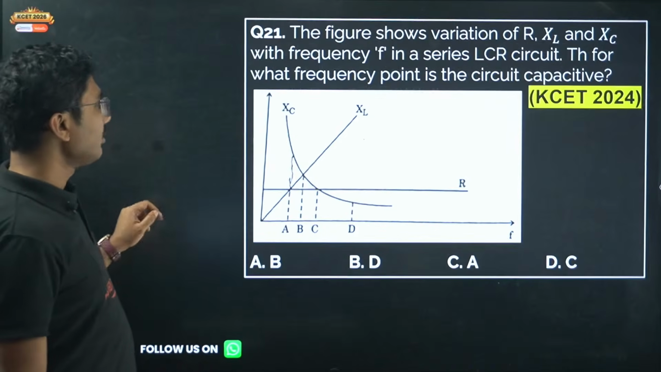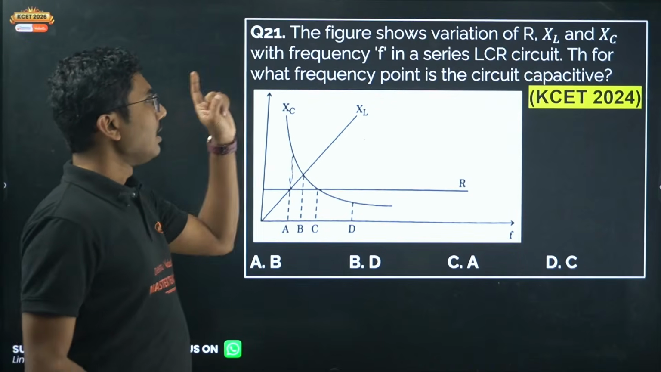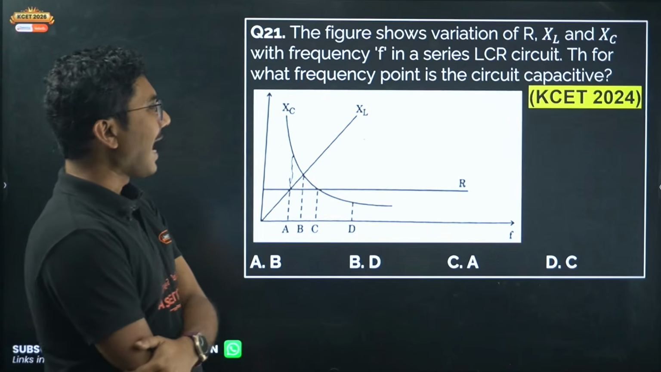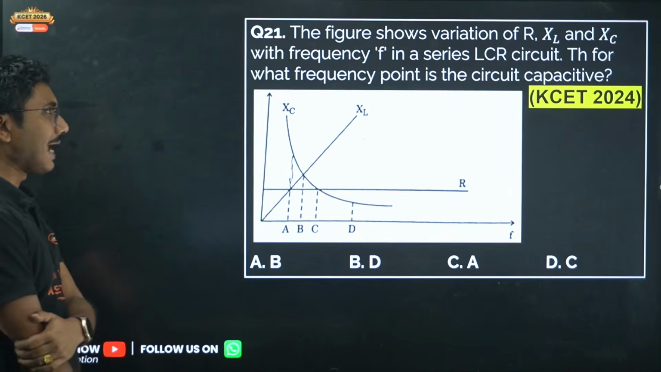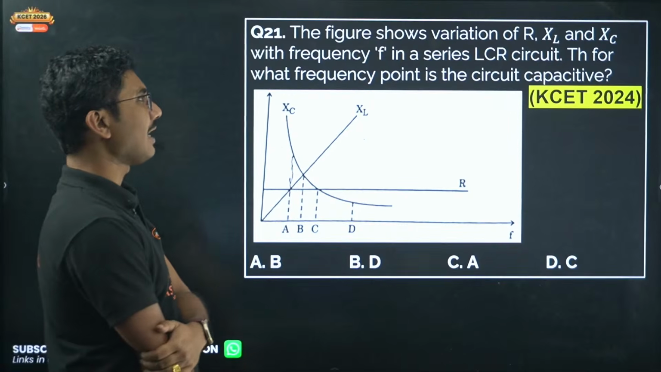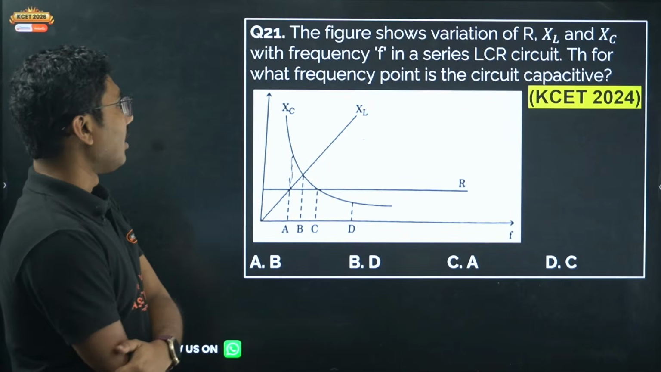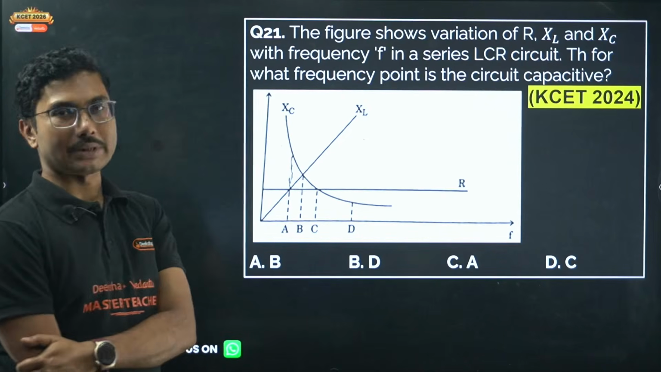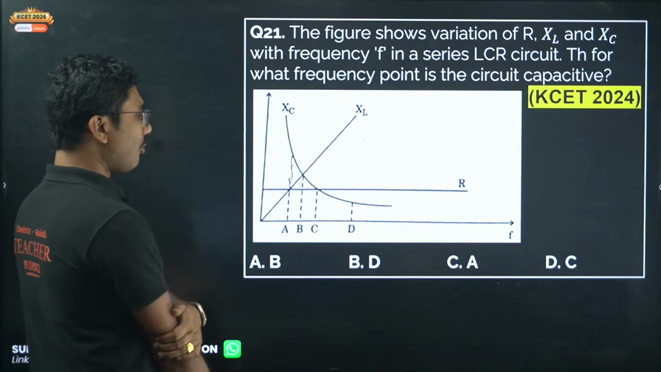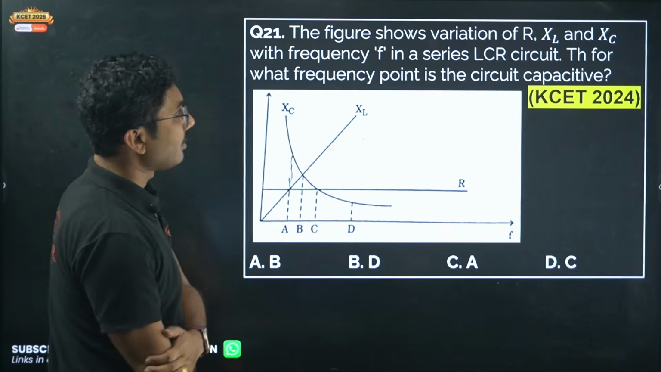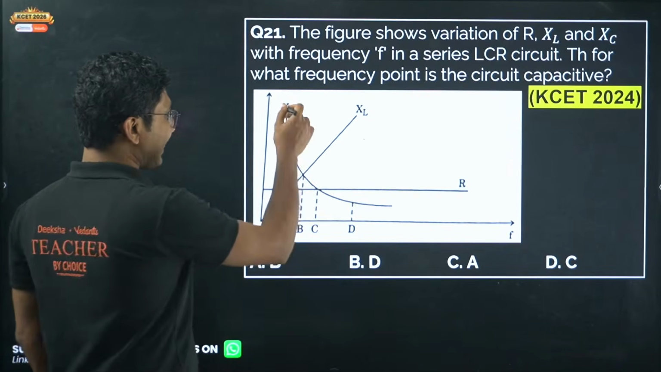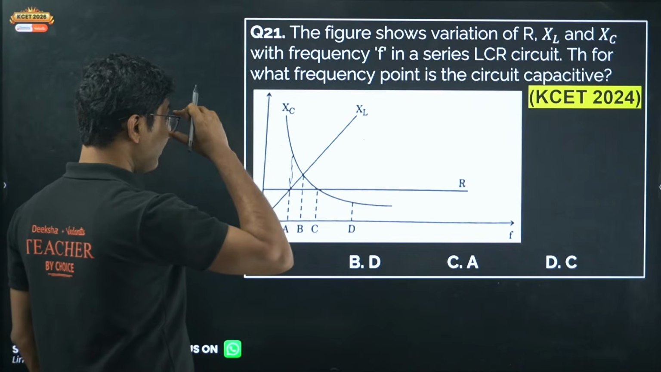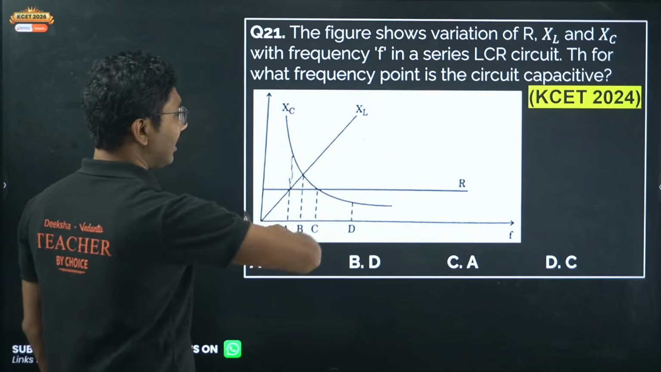Now let's move on to the next question. The figure shows the variation of R, XL and XC with frequency F in a series LCR circuit. For what frequency is the circuit capacitive? This is XC, capacitive reactance. This is inductive reactance. This is resistance.